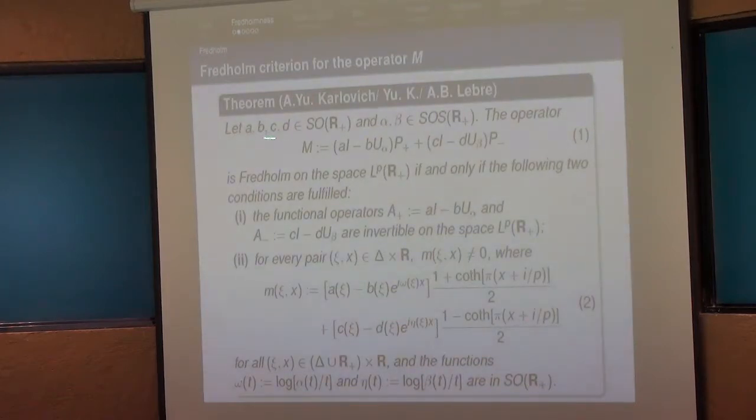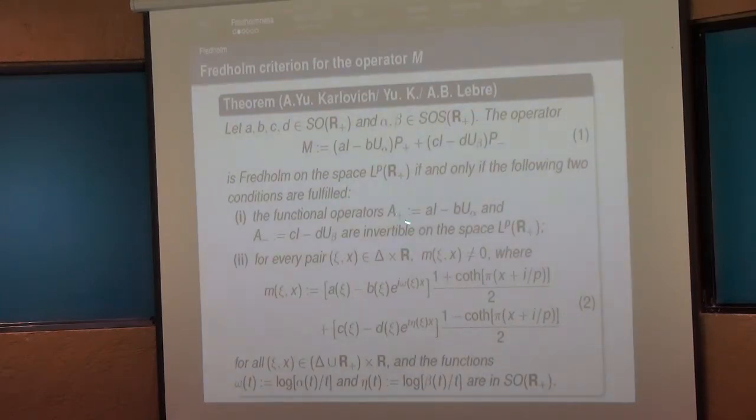So let coefficients a, b, c, d be slowly oscillating, and alpha and beta be slowly oscillating shifts. So here we have different shifts. This operator is Fredholm on the space L^p(R+) if and only if the following two conditions are fulfilled.